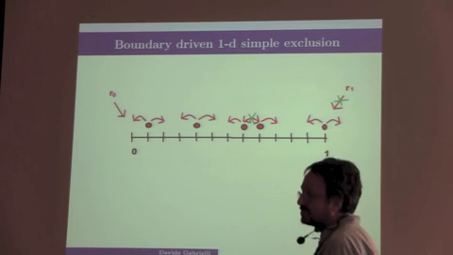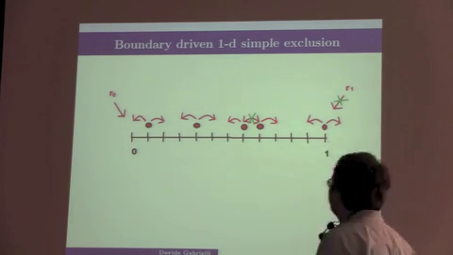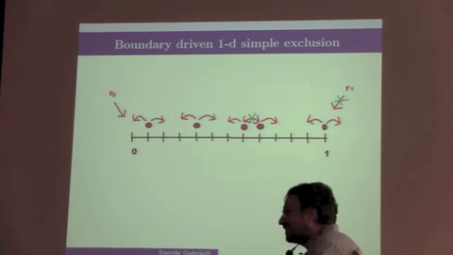Not really temperature, it's just an interpretation. This is essentially the density. The rate of creation will create different densities.